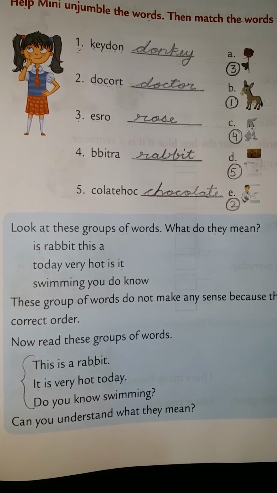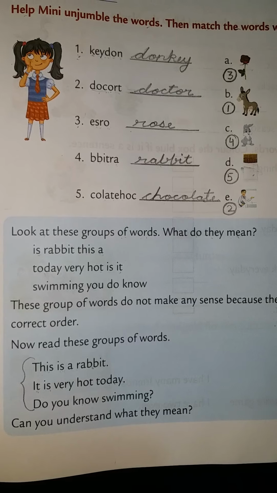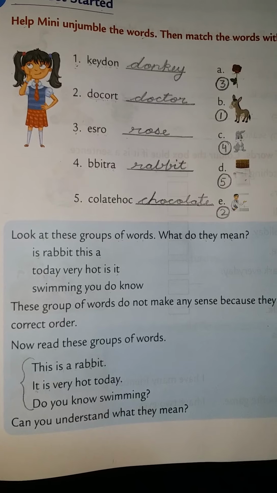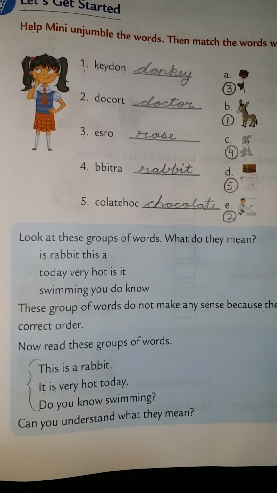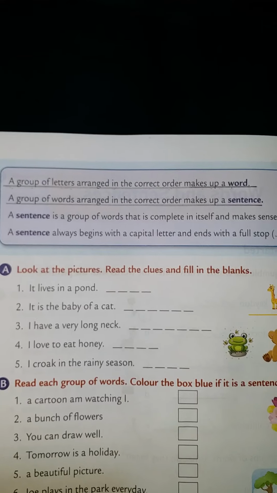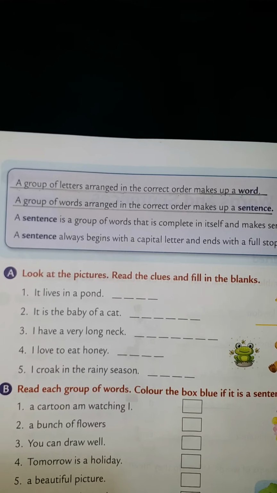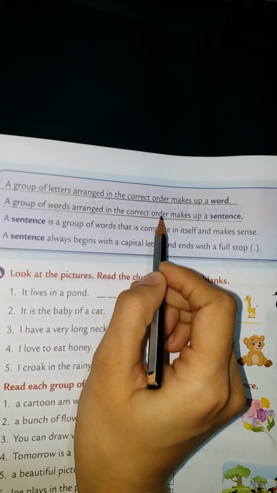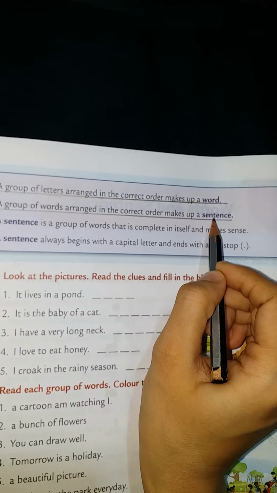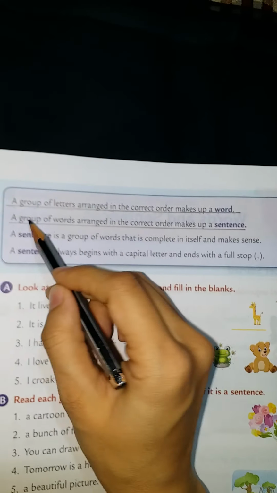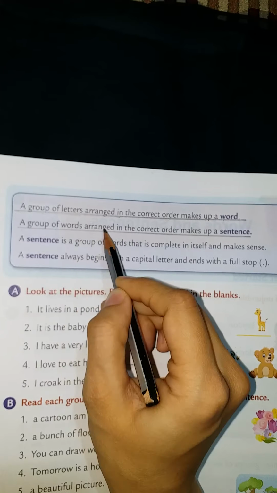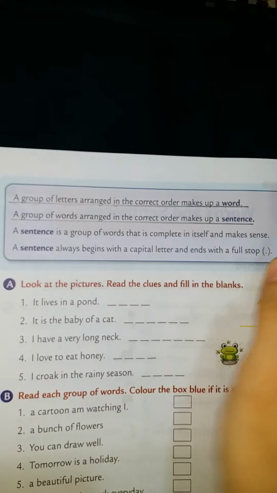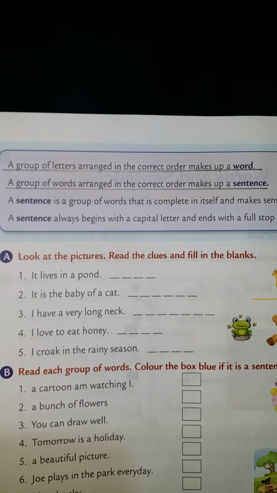Okay. So, when we arrange group of words in correct order, they form a sentence. So, what we have learnt? We have learnt a group of words arranged in the correct order makes up a sentence. Repeat after me. A group of words arranged in the correct order makes up a sentence. Yes, this is what we have learnt.